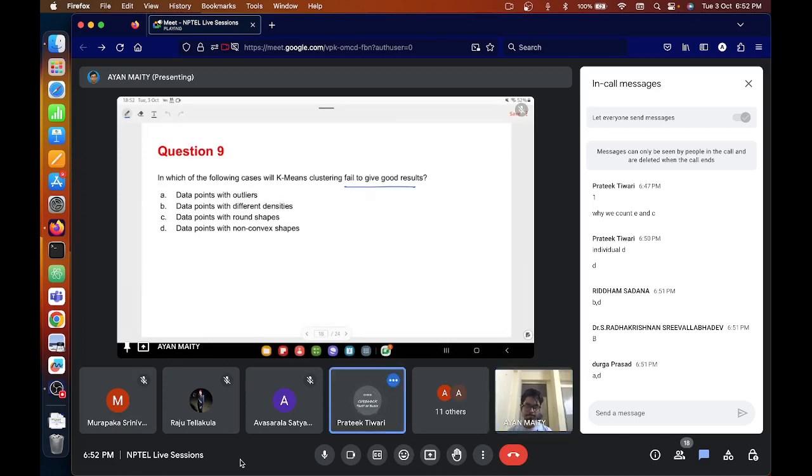Just a question. Is saying different density means different size in clusters? No, different densities means the density of the points. There are many points in a small region, and then there are lesser points in this region like this. So density of the points in a specific or unit area, you can say.